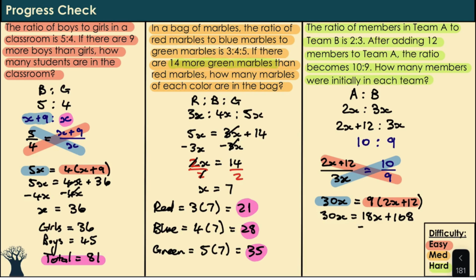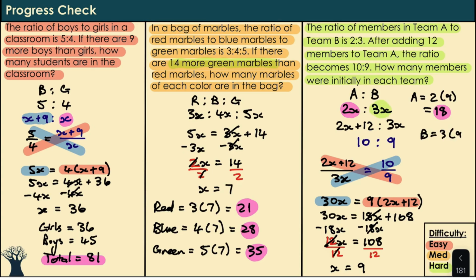We subtract 18x on both sides. On the left we have 12x equal to, the 18x's cancel, and we have 108. We divide by 12 on both sides. The 12's cancel, x comes down, x is equal to 9. So for Team A, we have 2 multiplied by x, which is 9, and that will give us 18. Team B in green, 3x, 3 multiplied by x, which is 9, and we get 27. And there we have our two final answers, A, 18, B, 27.